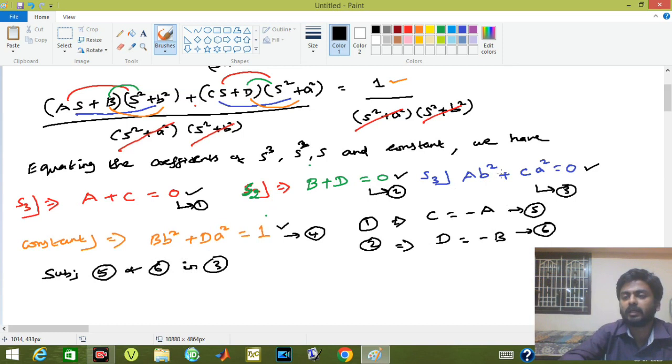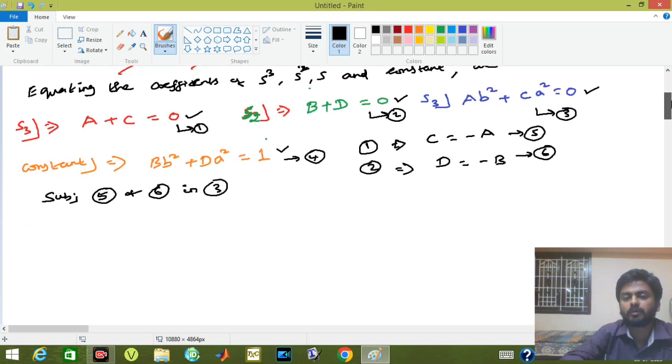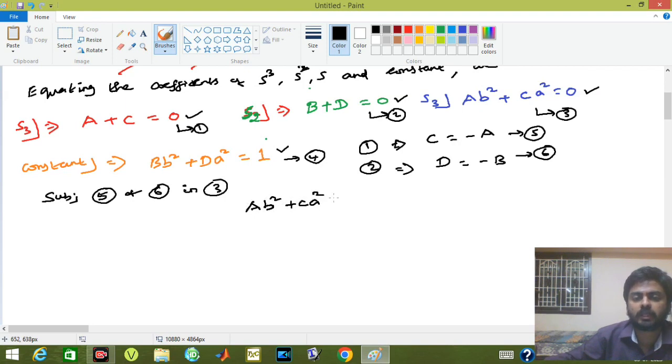Substitute 5 and 6 in 3. You will have, already we are having ab² plus ca² equal to 0. So with c equal to minus a, you will have ab² minus a³ equal to 0, which implies a times (b² minus a²) equal to 0.